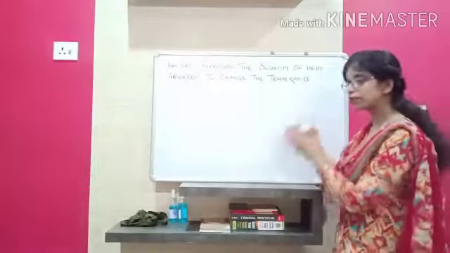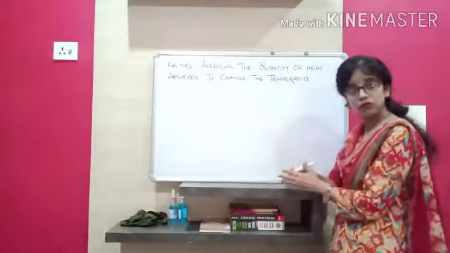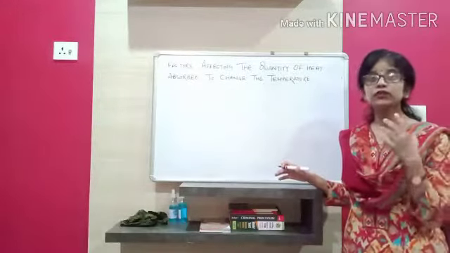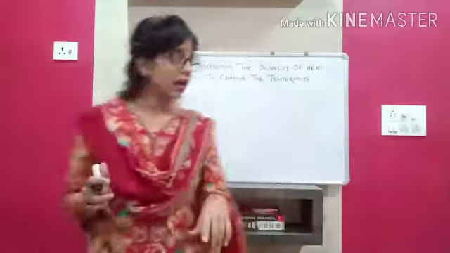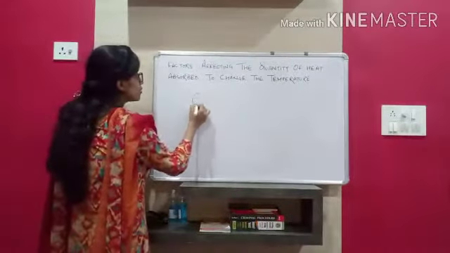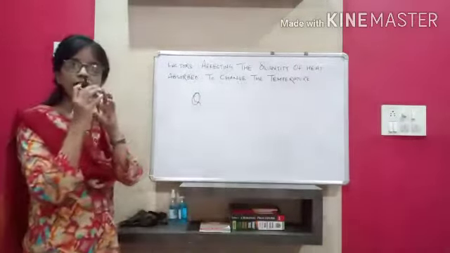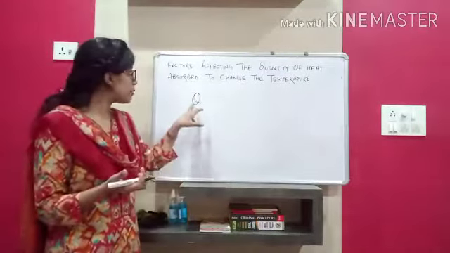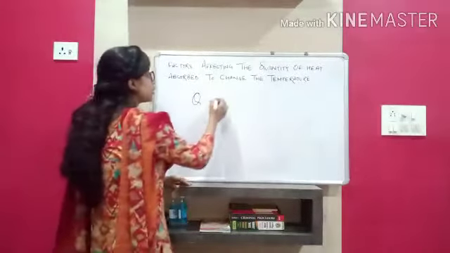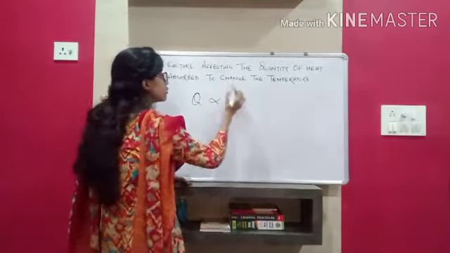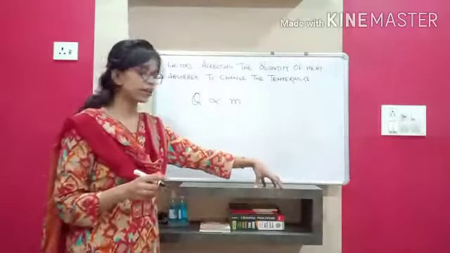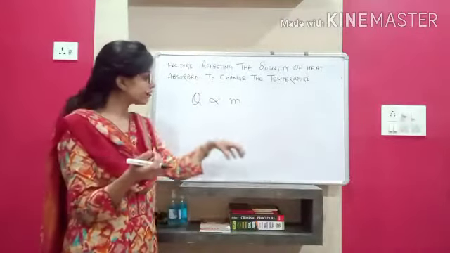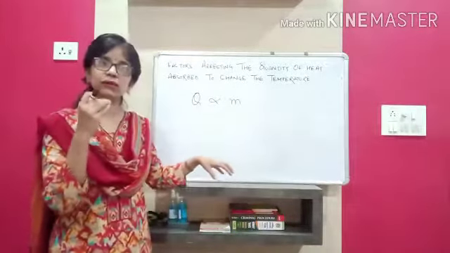Why? Because the more the mass, or the more the amount, the more heat will get absorbed, or more heat is required to change the temperature. Clear or not? That means the heat, let's say we denote it by Q, the amount of heat absorbed by the body, bucket or cup, is directly proportional to the mass of the substance. In the bucket we have more water, so more heat will be absorbed.